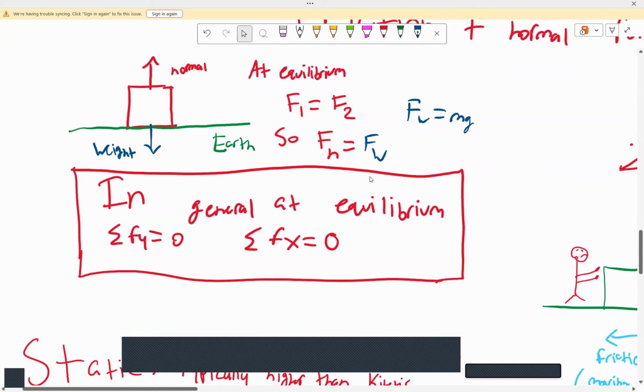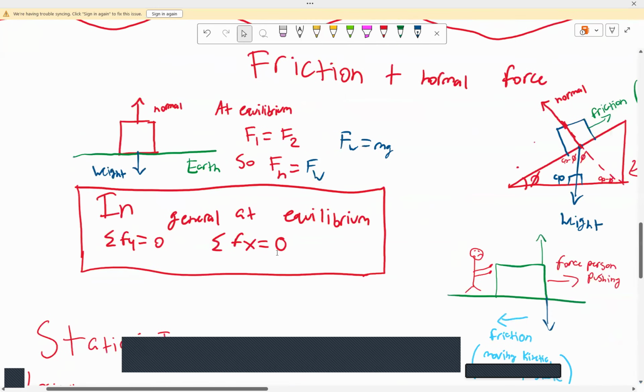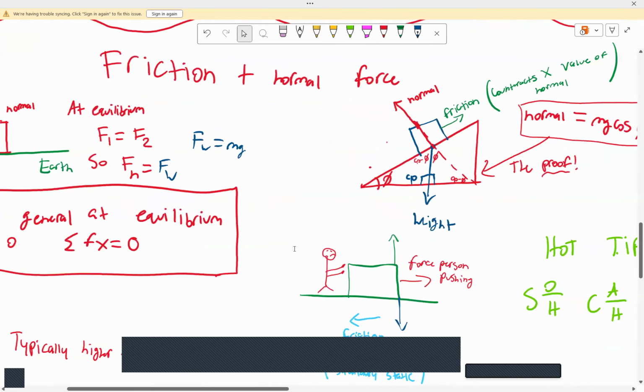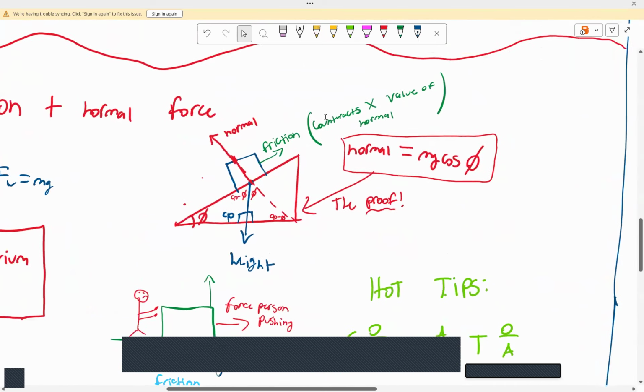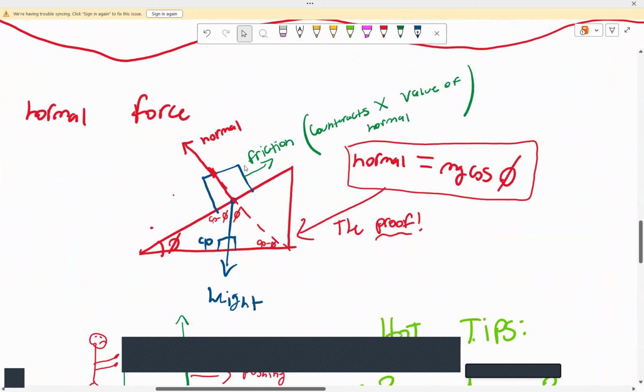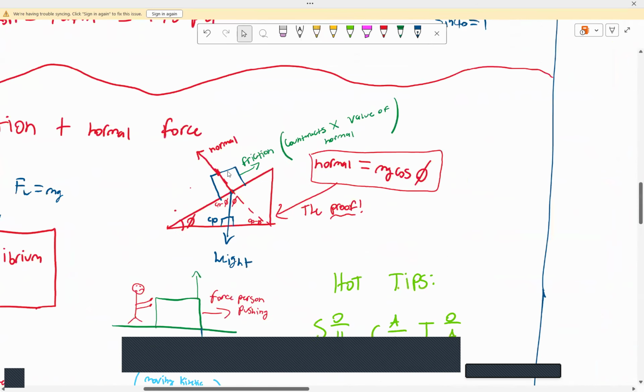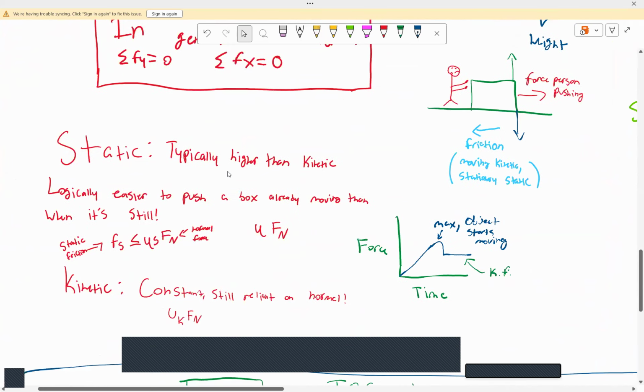In general equilibrium, the sum of your forces in y is equal to 0, and the sum of your forces in x is equal to 0. Important. This is what we're going to get more into here. With normal force, you have friction here. Oh, wait, hold on. We didn't really talk about friction yet. Let me talk about friction, then I'll go into that.